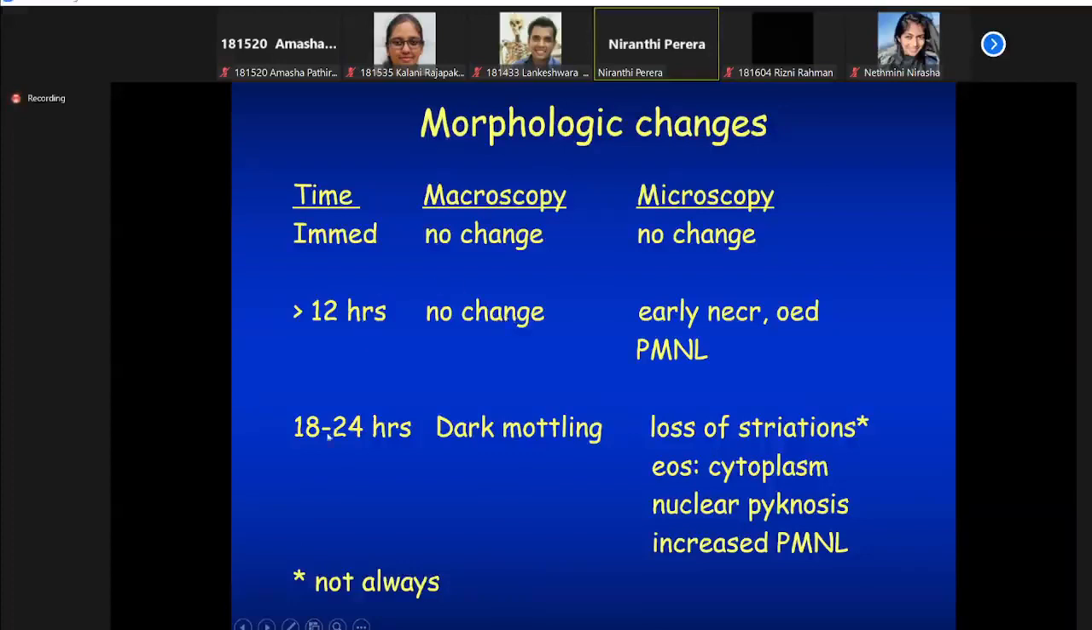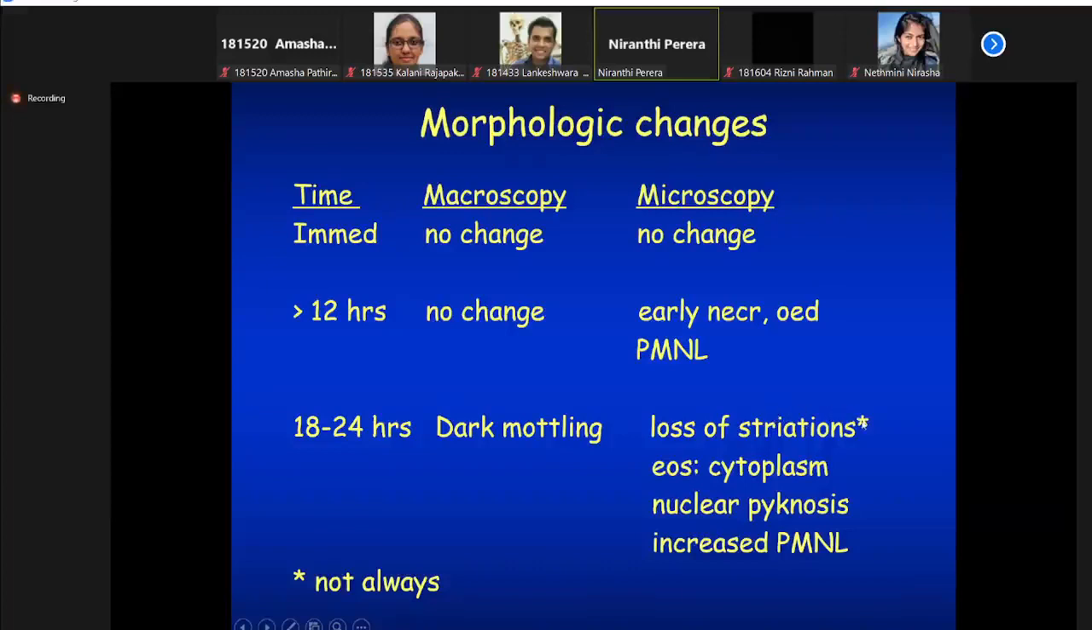Right. After about 18 to 24 hours, just before 24 hours, there will be dark mottling. You have a hemorrhagic-like area. And you will have some microscopic features of necrosis: eosinophilic cytoplasm, nuclear pyknosis, karyorrhexis, all that, and you still have the polymorphs. And in the myocardium, you have loss of striations of the contractile bands.